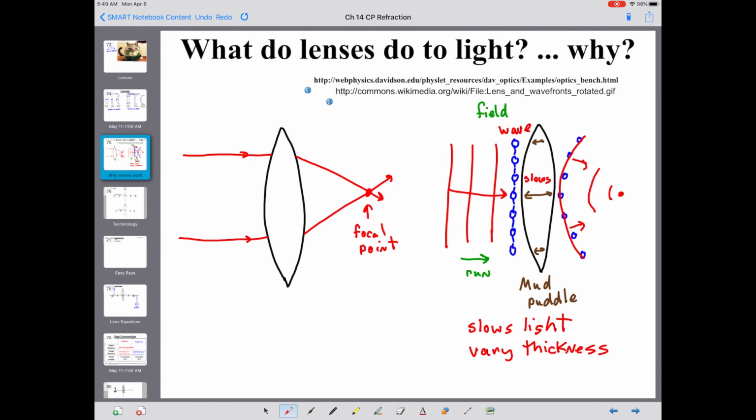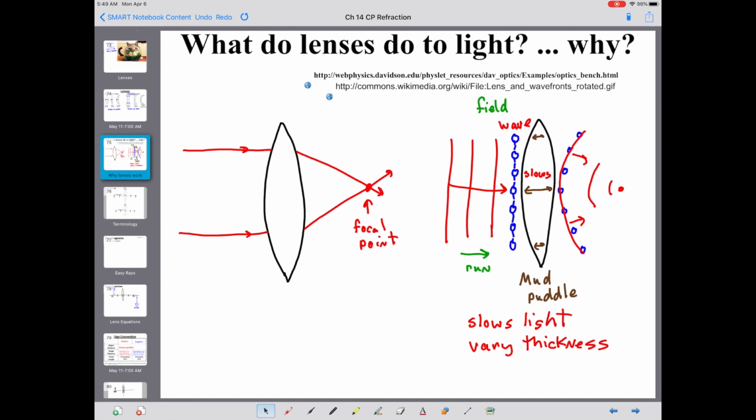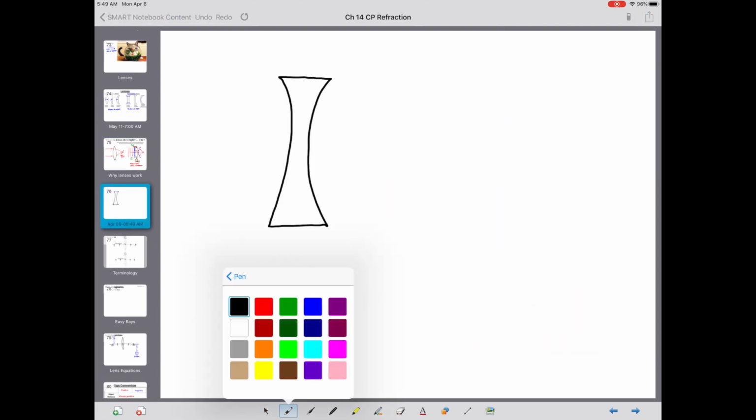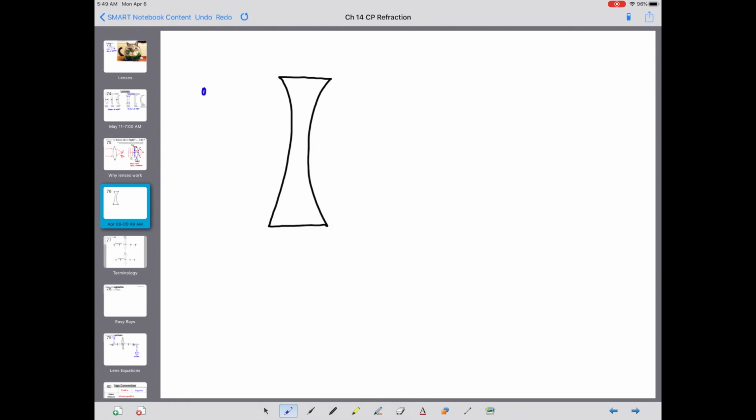Now, if we now replaced our lens by a diverging shape, because the shape we've been analyzing is a converging shape, imagine that to be your mud puddle.